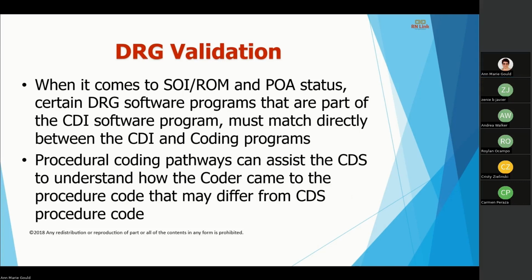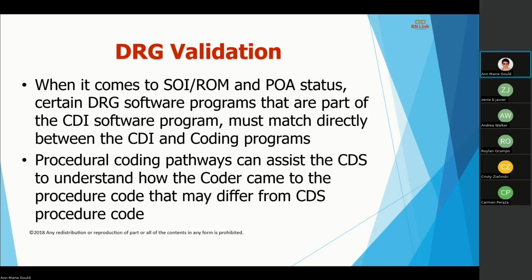And you can see with your MSDRG assignment, you have that on top in the software program, and then you have the APR DRG assignment, and that's where your severity of illness and risk of mortality data is, your SOI and ROM. And then your POA status is usually listed on the side of the diagnoses that you put into that encoder. So, you always have that information available to you.